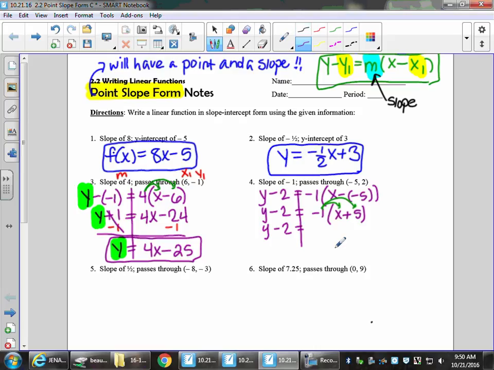So it sounds like we're good right up till here. When I distribute this negative, what do I get? Negative x minus 5. And then my last step, add 2. So I get y equals negative x minus 3. And now I'm done. It's really just adding, subtracting, multiplying. It was always y minus 2 because we plugged in a positive 2 here.